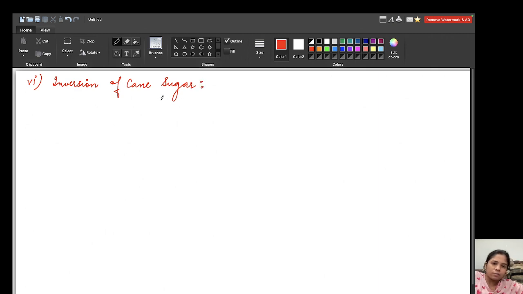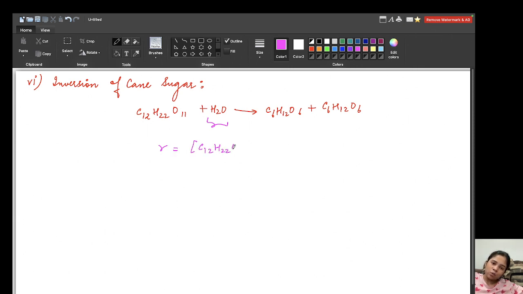Inversion of cane sugar. So what is the example? C12H22O11 plus H2O gives you glucose plus fructose, C6H12O6 plus C6H12O6. So here also water is present as solvent, in excess, so my rate will be equal to just C12H22O11 raised to the power 1. So my order will be equal to 1 and my molecularity will be equal to 2. This is also an example of a pseudo first order reaction.